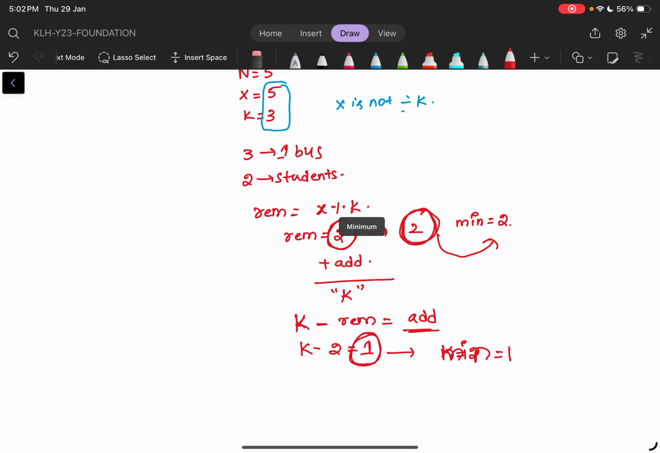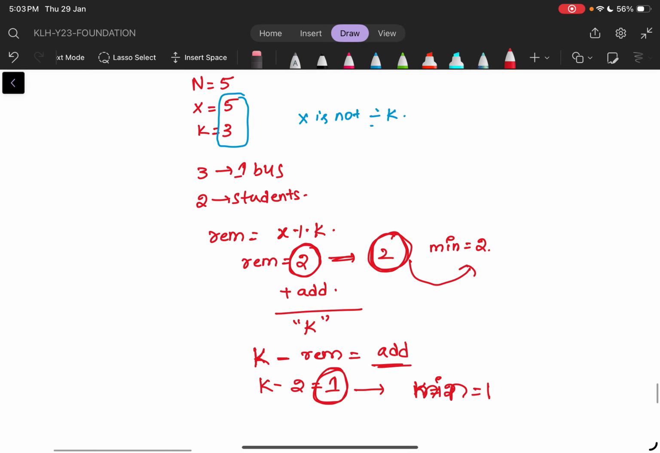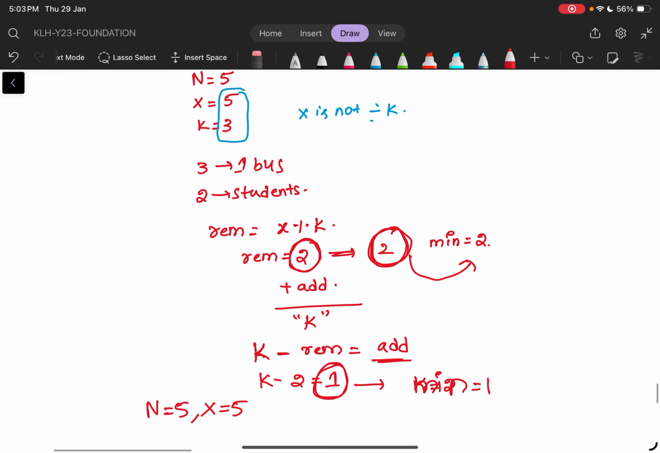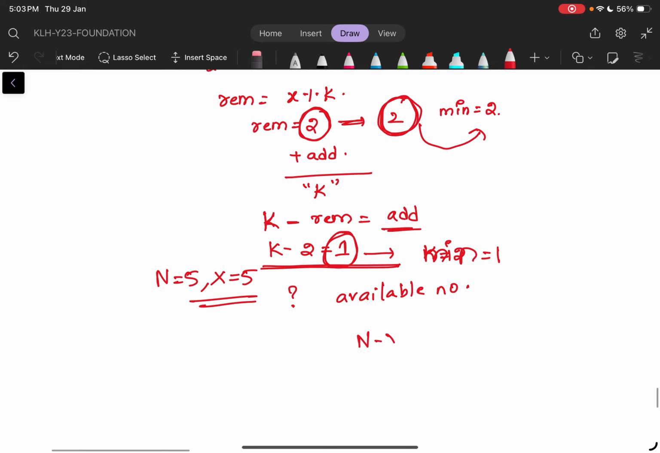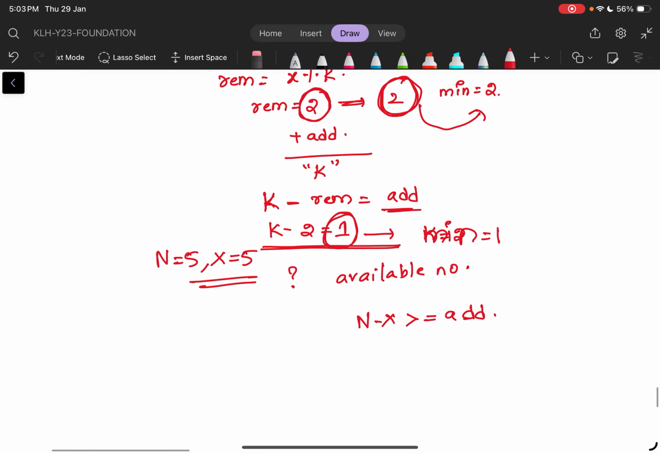But wait a second. Here n is 5 and x is also 5. We want one more student. Is there any student available here to add? No. We can make this choice only when n minus x is greater than or equal to add. So in this case our answer will be 2 because we don't have enough students to add.